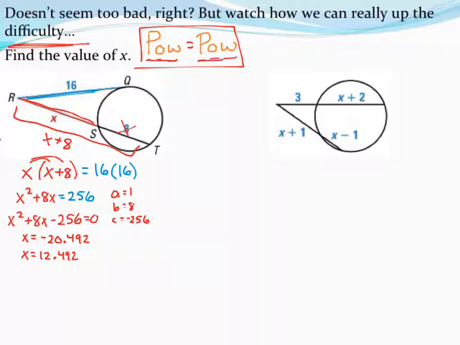Before I circle both answers and say I'm done, we have to think back to what x stood for. X stood for the length of a segment, this piece of the secant outside the circle. It doesn't make sense to have a negative length, so if you ever get a negative answer for these problems, you have to make sure you reject it. That answer is not going to work. The only answers that are going to make sense are positive answers.